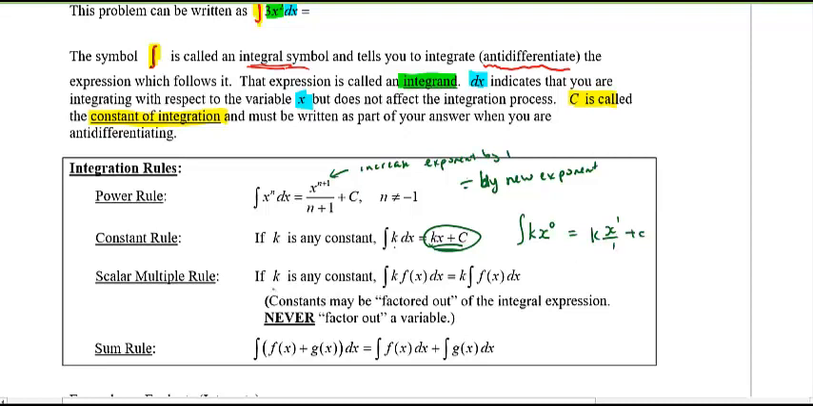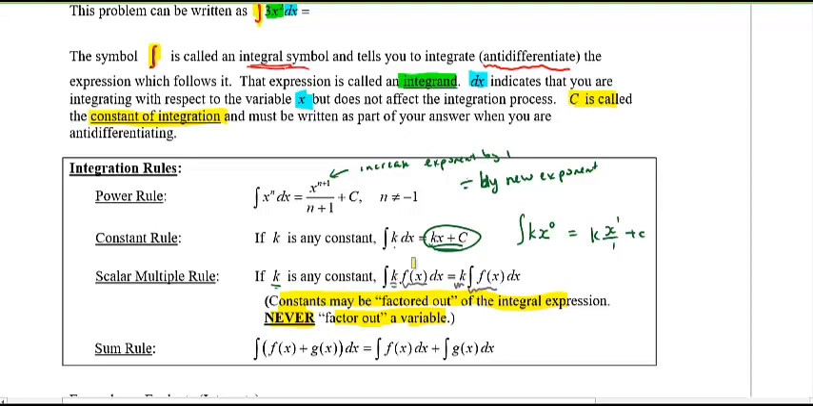Here I just tried to show you what happens when you have a scalar multiple in front. If you have a scalar multiple in front of the function, don't worry about it, okay? Take it out, ignore it, and just do the integral of the actual function, and then just apply the constant back in, okay? So the key thing here is the constants may be factored out of the integral expression, but please, please, please never factor out a variable. So if there is a variable, you have to leave it inside. You cannot take it out and put it in front of the integral sign.